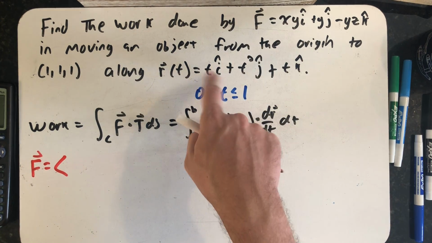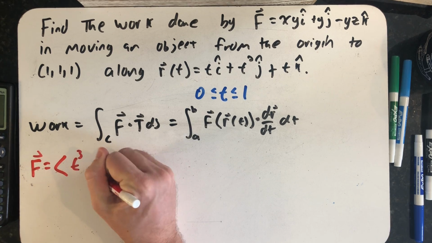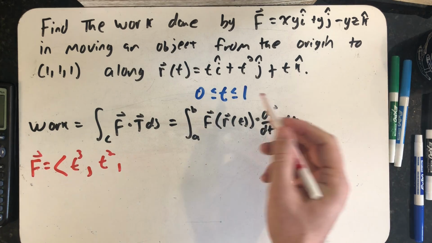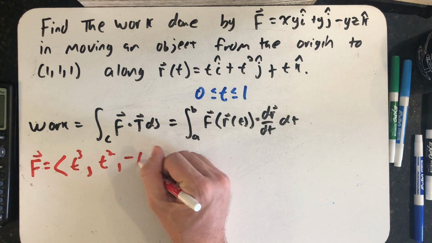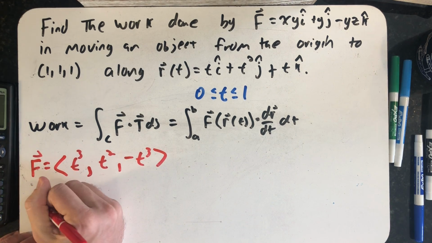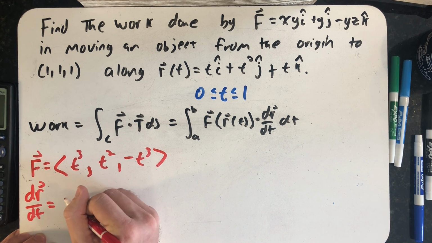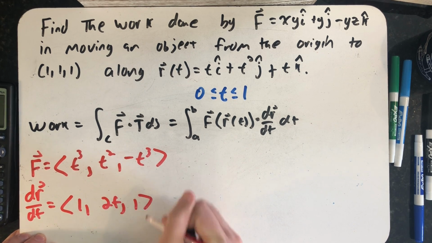X times y, plugging my path in, that's going to be t times t squared, which is t cubed. In the middle here, y is t squared, and the k component, I have minus yz, so that's going to be minus t cubed. So there's F of r of t, and now I need to calculate dr dt. Well, dr dt is 1, 2t, 1.